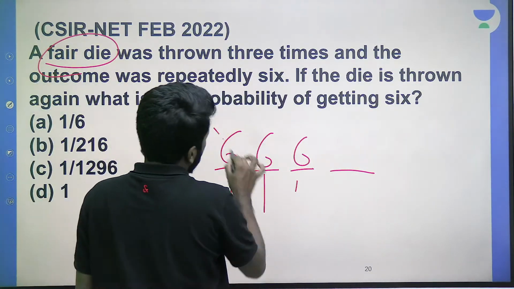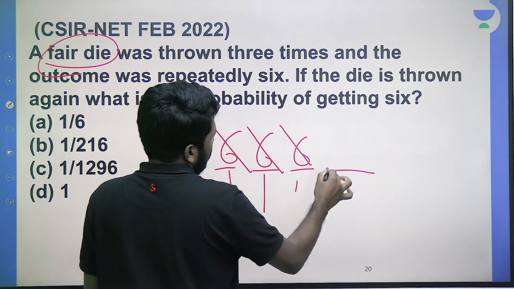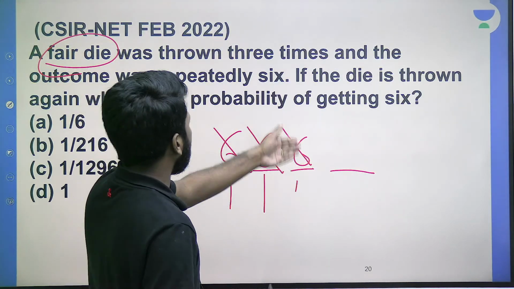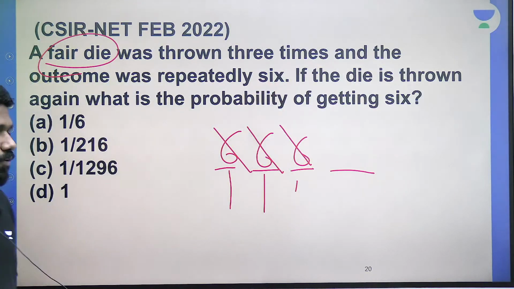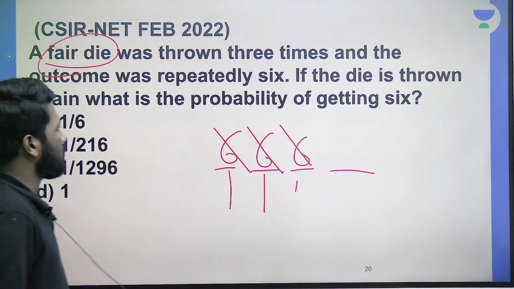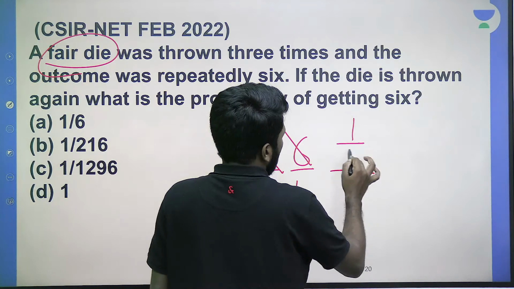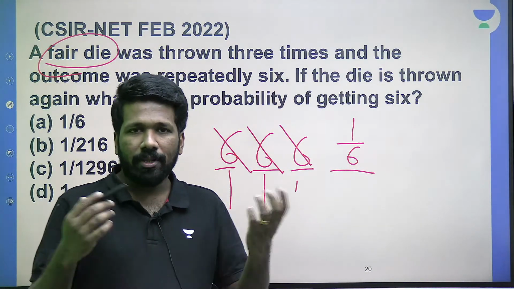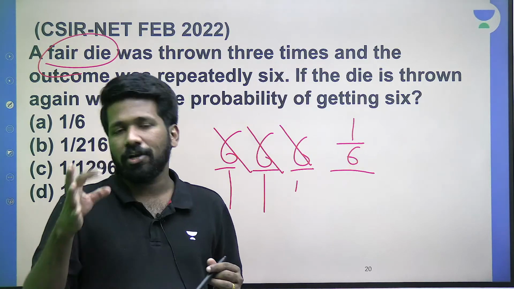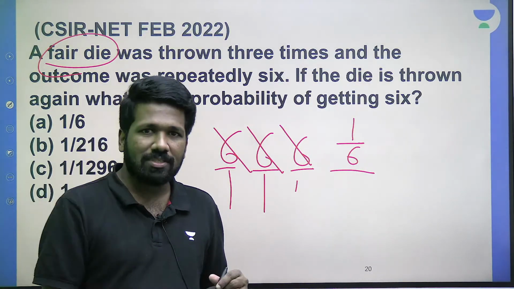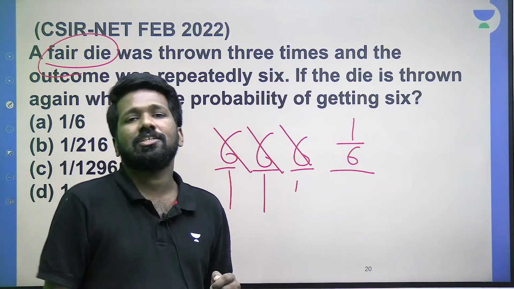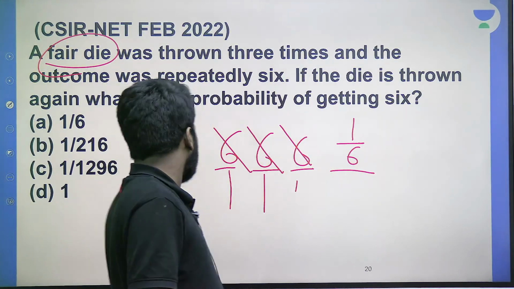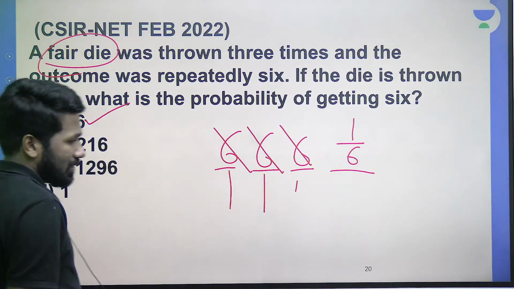So anyway, the first 3 times 6 occurring have nothing to do with the fourth time 6 occurring probability. The fourth time is a random toss, a fresh toss. In that fresh toss, the chance of 6 occurring is only 1/6, because 6 is 1 out of 6 sides. Probability basic definition is required number by total number. In a die there are 6 sides in total, and we need one side. 6 is just 1 out of 6 sides. So 1 out of 6 is the probability. Option A is the answer.